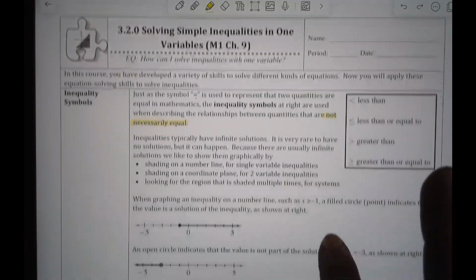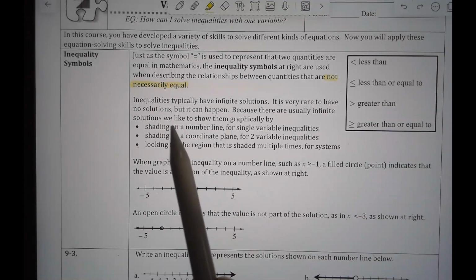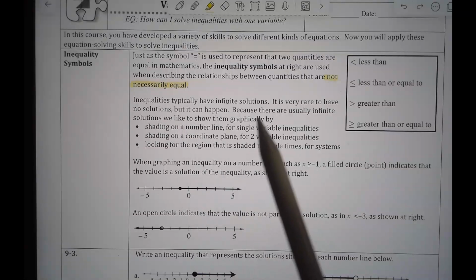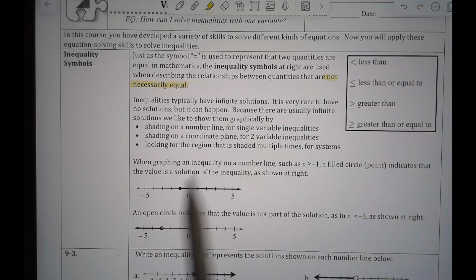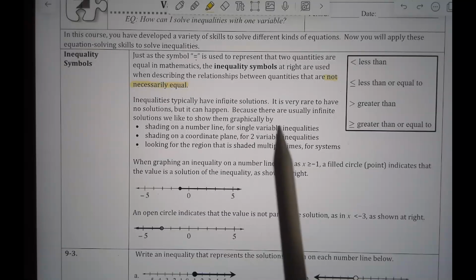Inequalities typically have infinite solutions. It's very rare to have no solutions, but it can happen. Also, it can have all real numbers, which means we would shade the entire number line. So that also can happen, but it doesn't happen very often. Because there are usually infinite solutions, we do like to show them graphically.